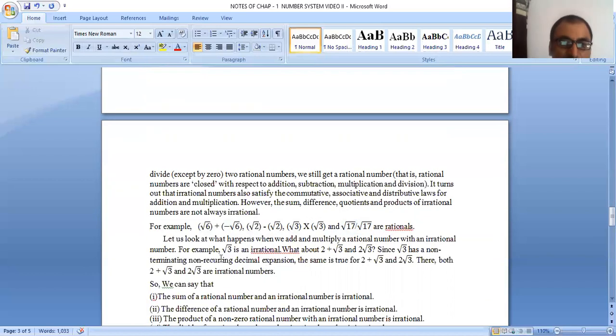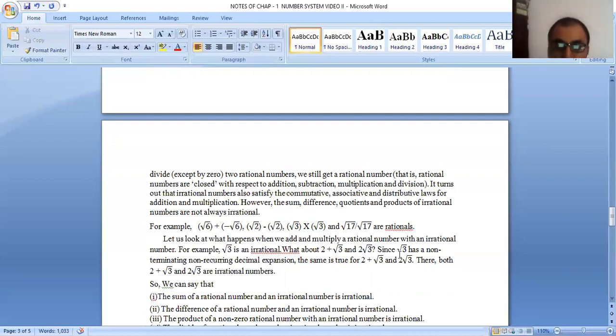Okay. Now let us look at what happens when we add and multiply a rational number with an irrational number. For example, root 3 is an irrational number. What about 2 plus root 3 and 2 root 3?